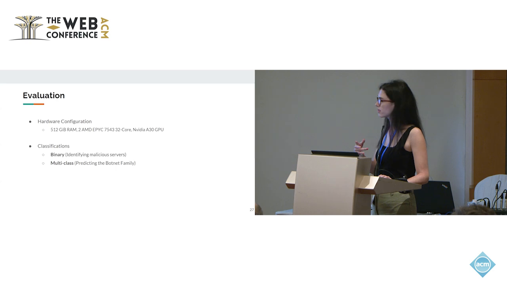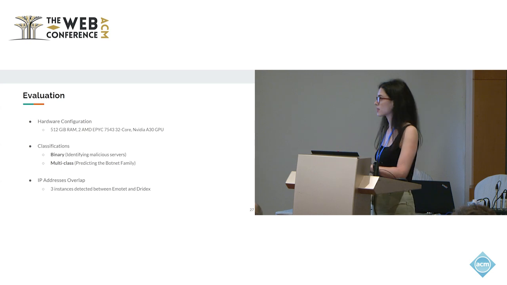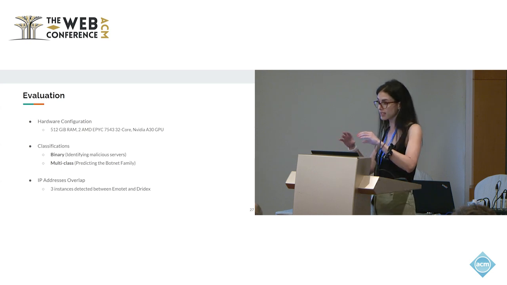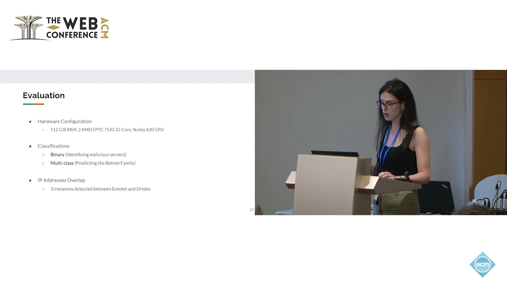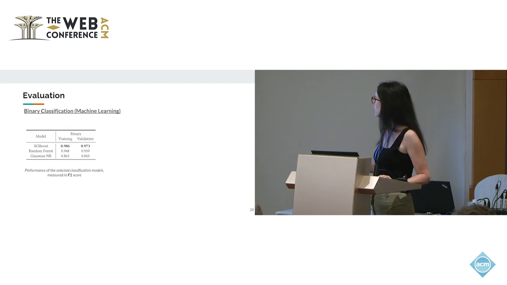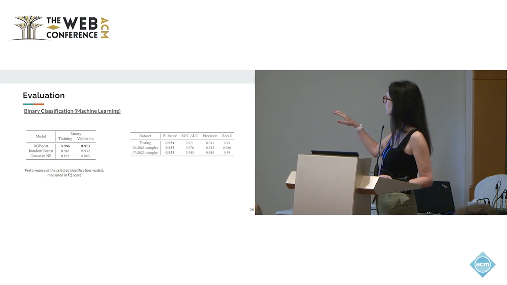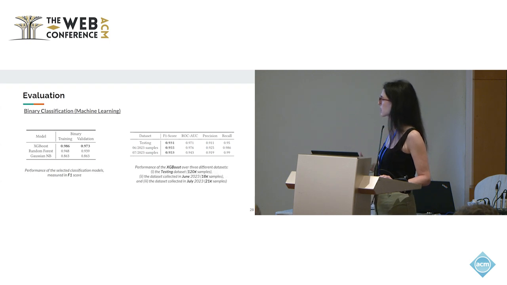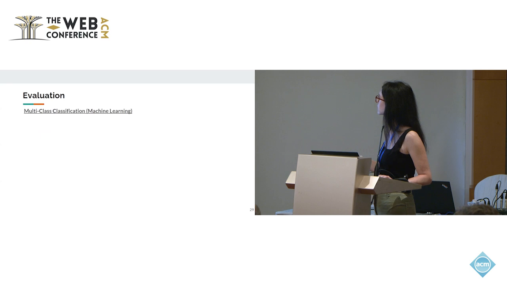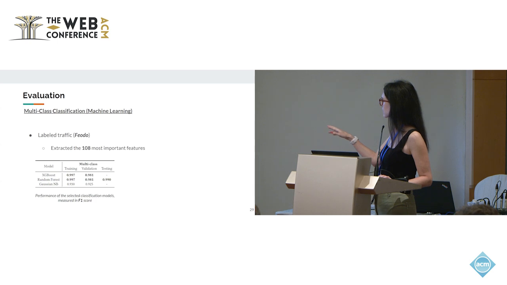Now, we did two different types of classification to evaluate our concept: binary classification to tell if a server is malicious or not, and multi-class classification to identify the specific botnet that a server operates in. And here are the F1 scores for the machine learning pipeline in terms of binary classification. XGBoost was the best, so we used this model to test on newly added data as well, except for the holdout dataset, and these are the results. Now, the machine learning pipeline is evaluated for multi-class and gets this F1 score. Here, the random forest model is the best.